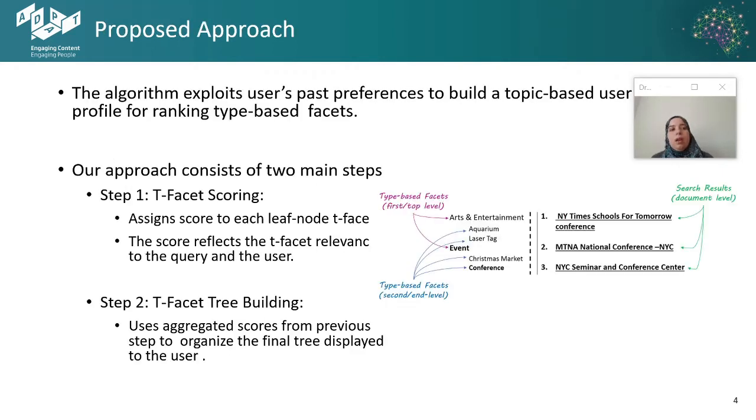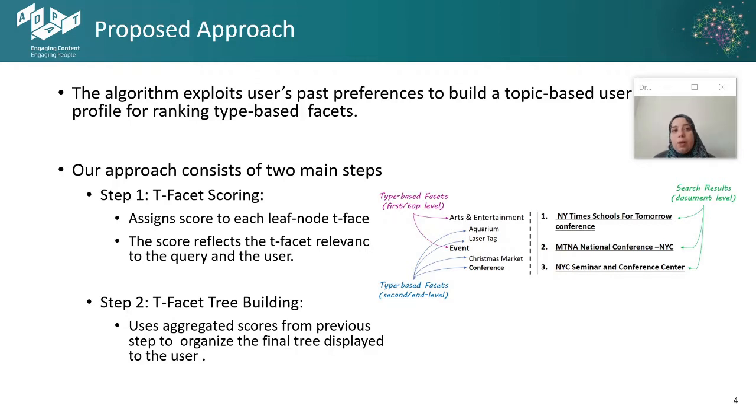Our approach exploits user past preferences to build a topic-based user profile, and we use this profile to rank the new T-facets. It mainly consists of two main steps. The first step is a T-facet scoring step.